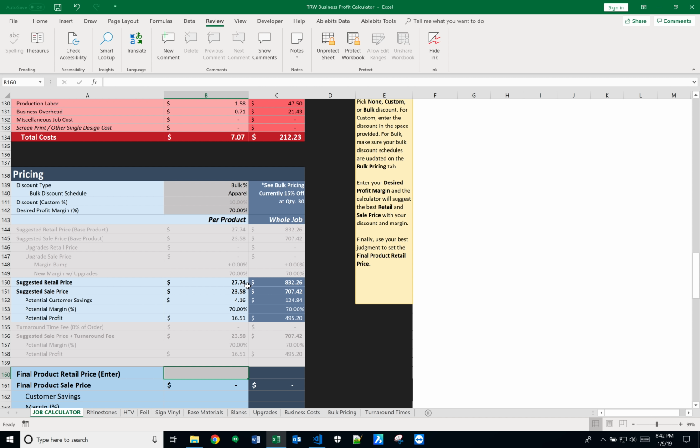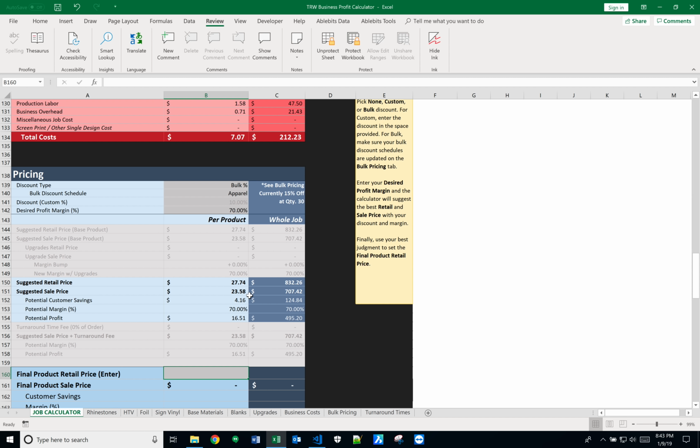$27.74. The sale price after discount, once you apply that 15% discount, is going to be $23.58. Then it tells you the customer will save $4.16 when you apply the discount. The potential margin is going to be 70%, which is what we put in here. If you have upgrades involved, that could change, but for right now, it's the same. Then your profit for this shirt is going to be $16.51. Remember, we said we want 70%. If you want to walk away with 70% based on these other factors, you need to price it.